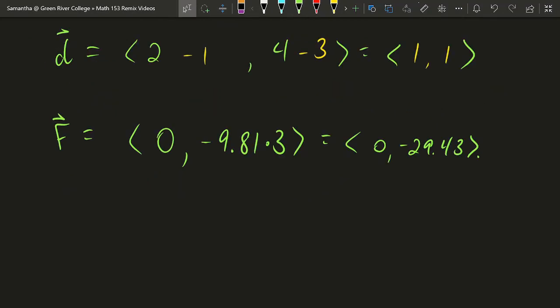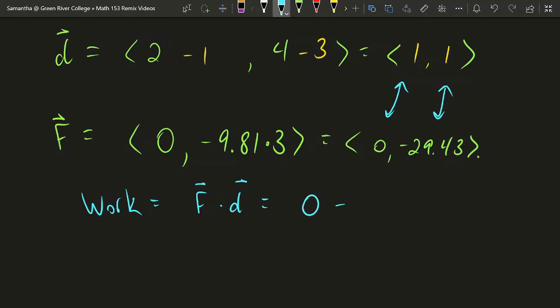So now all I need to do to finish this problem, to find the work done, is to calculate the dot product between these two vectors. So multiplying the two x components and the two y components together, I get 0 plus negative 29.43. I get a work done of negative 29.43, I guess I should say joules.